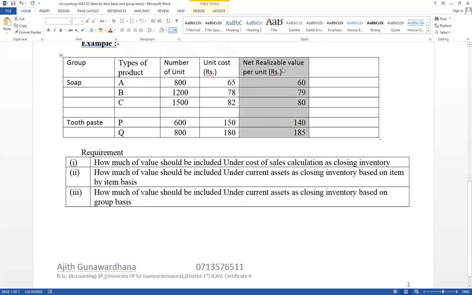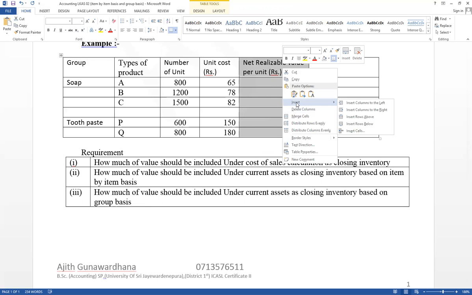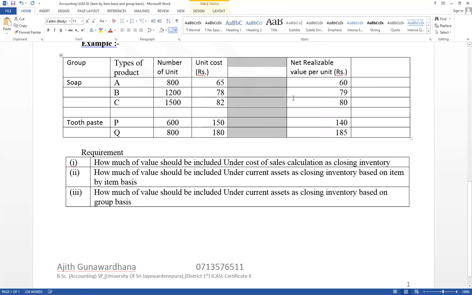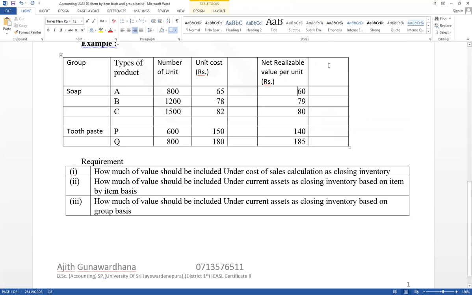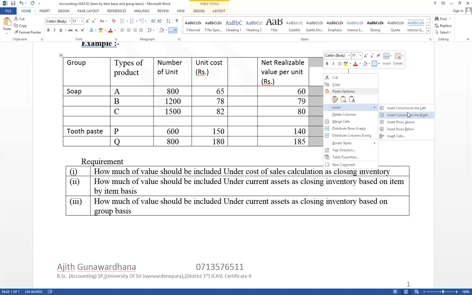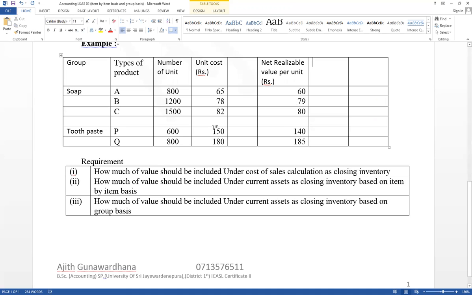Total cost value should be calculated as well as total NRV. Then, on an item by item basis, the lower value can be calculated. Total cost value and total NRV. It has given the unit cost. After that, think about lower amounts. From the beginning, I am going to discuss the item by item basis.